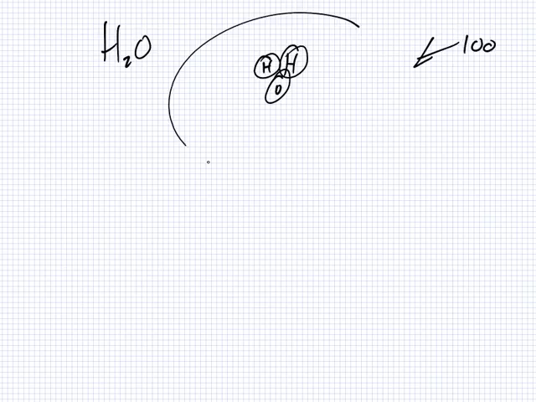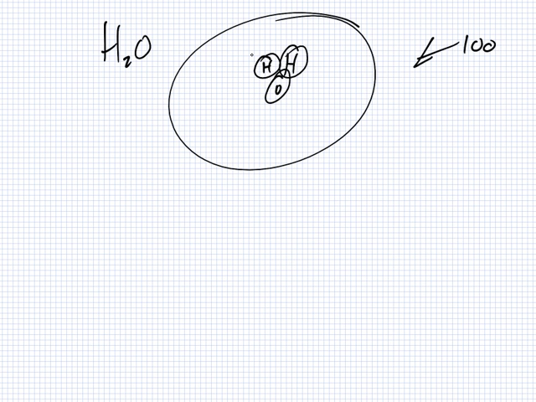Here's H2O. Hydrogen, hydrogen, oxygen. Let's say I told you I had 100 of these. How many oxygens would you have? We have 100 of these. Then how many hydrogens? Oxygens. Oxygen. Yeah. 100, because it's just 100.